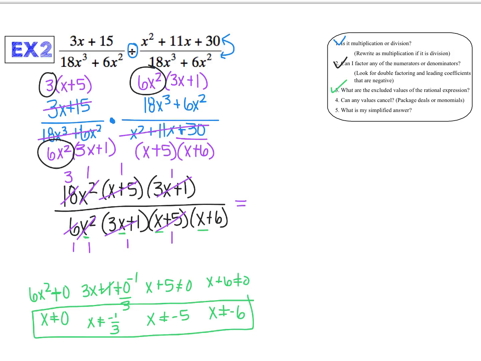So in my numerator, I just have 3 times 1 times 1 times 1, which is just 3. And in my denominator, I have 1 times 1 times 1 times 1 times x plus 6. So my final answer is 3 over x plus 6.